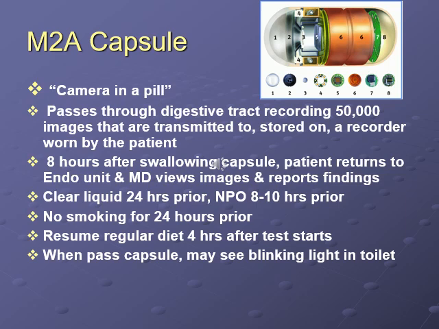8 hours after swallowing the capsule, the patient will return to the endoscopy, or maybe it's the next day depending on what the facility's routine is, but they will then go back and review the images and findings with the physician. The only thing they have to do is be on clear liquids for the 24 hours prior, and then they're usually just NPO for maybe 8 to 10 hours prior. They shouldn't have any smoking for 24 hours, and once they swallow that pill, they can actually resume their regular diet 4 hours after that test starts. So it's a really pretty easy, basic prep.